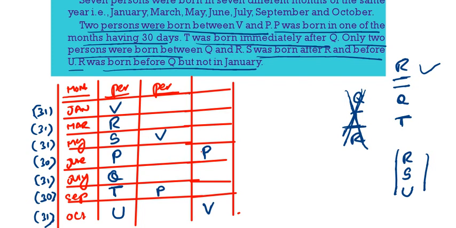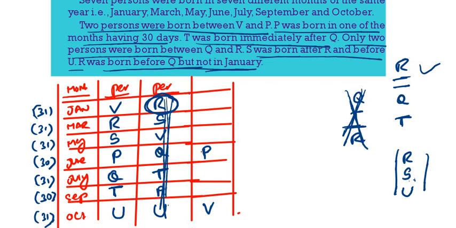Now in the second case, you see the second case also. So you take R. 2 gap we will get Q. Then we will get T. But after R it can be S U. After R it is S and it should be U. Why this one is wrong? R was born before Q but not in January. So R is not in January. Here we got R in which month? January. So this one is ruled out. Second one is not correct.